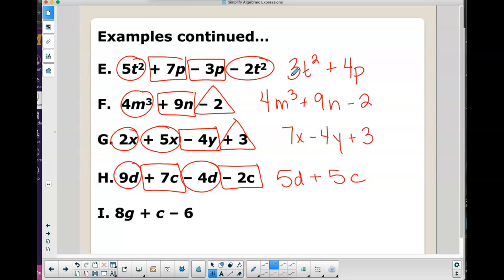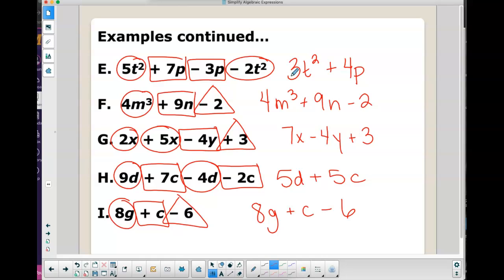Okay, last one, letter I. Kayla. Nothing. It stays exactly like it is. You would circle, box, triangle. So it would just be 8g plus c minus 6.